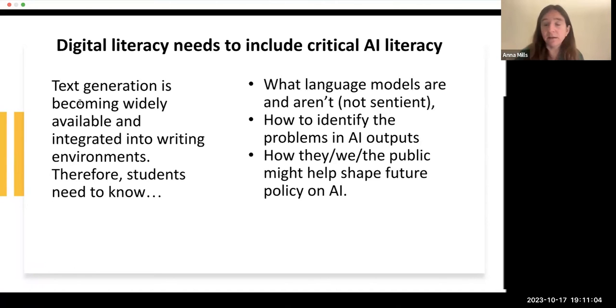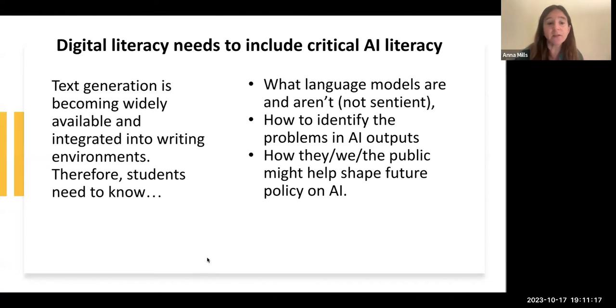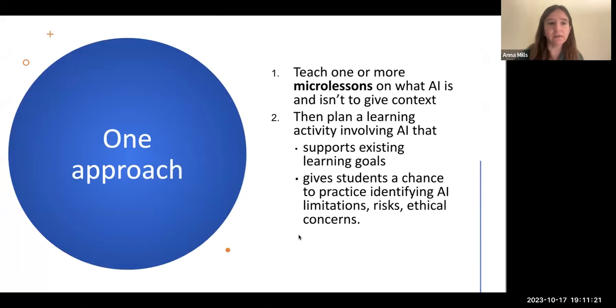And policy-wise, how could they have a role in shaping its future? So those things, I think, are becoming an essential part of digital literacy, right? So that's one thing that we might have as a goal, is to start guiding students around those.